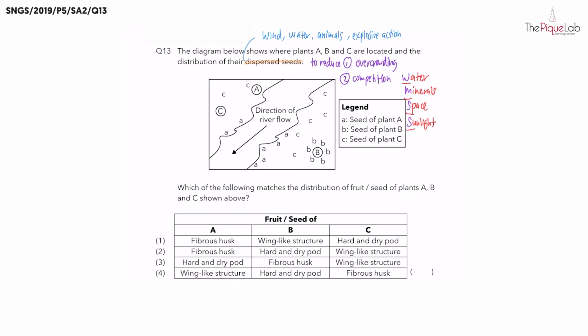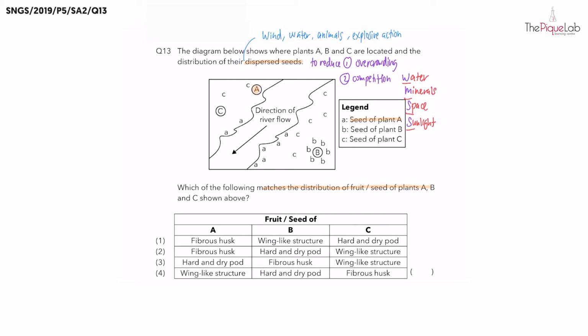Now, the question wants us to correctly match the distribution of the fruits or seeds for these 3 plants. I'll be using 3 different highlighter colors so that we can see the distribution pattern clearly. I'm going to use orange for plant A. So let's locate the parent plant A. It is here, near the top of the river.